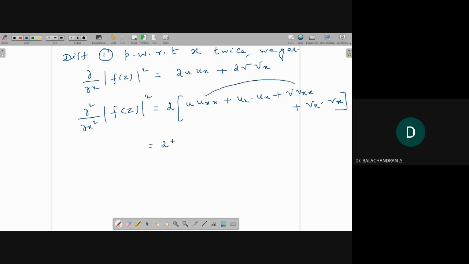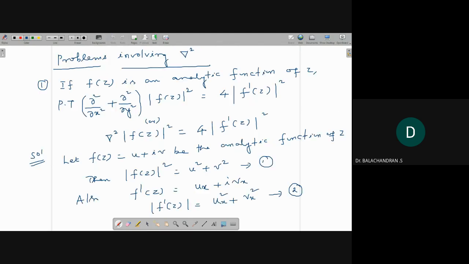This is equal to 2 into, I will group these two, u into uxx plus v into vxx, plus 2 into, now I am grouping the remaining two, ux square plus vx square. Similarly, this is actually dou square by dou x square of modulus of f of z whole square. Okay, so we will give some equation number. So this is equation number 3.